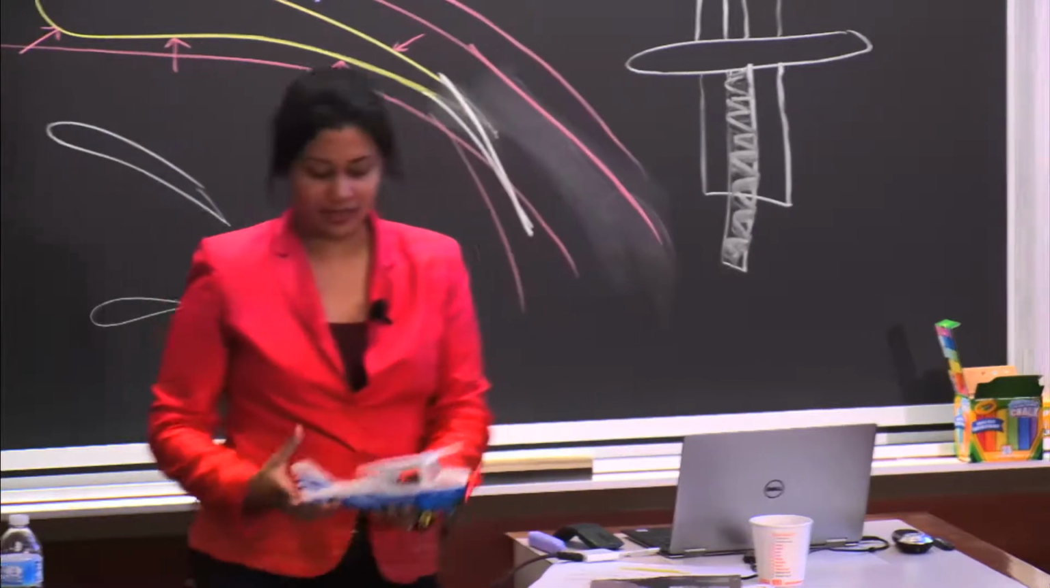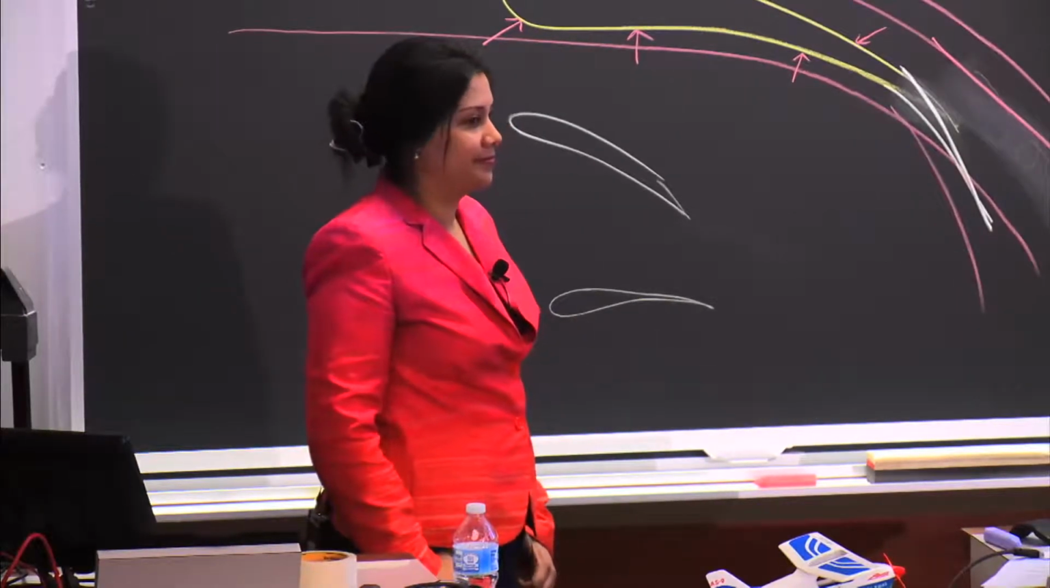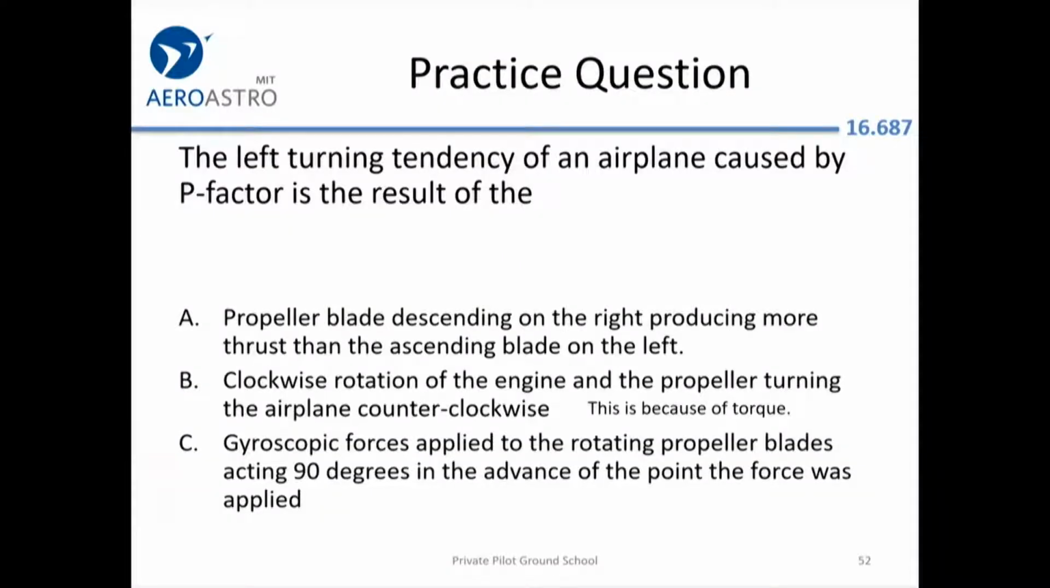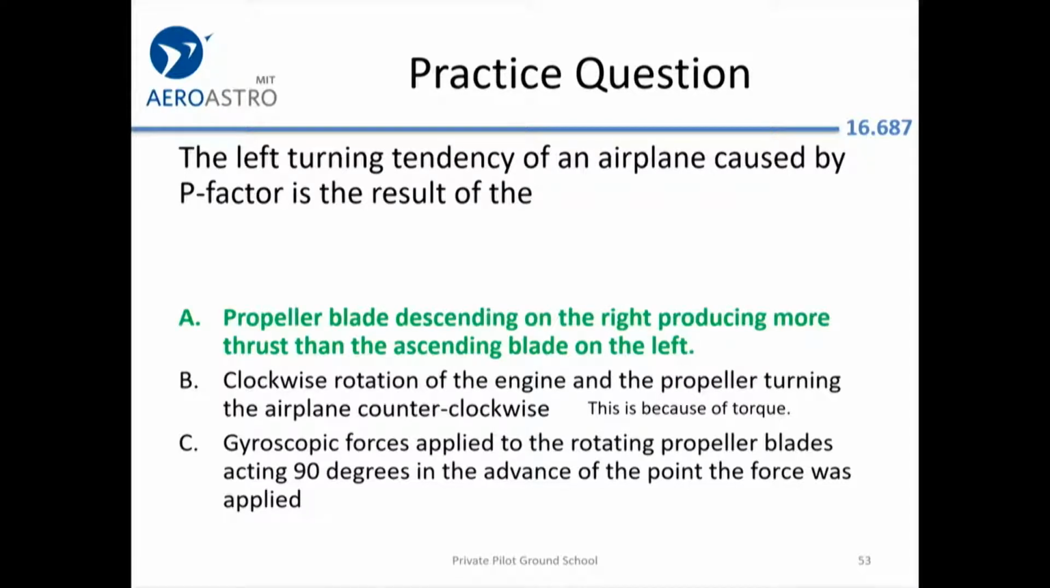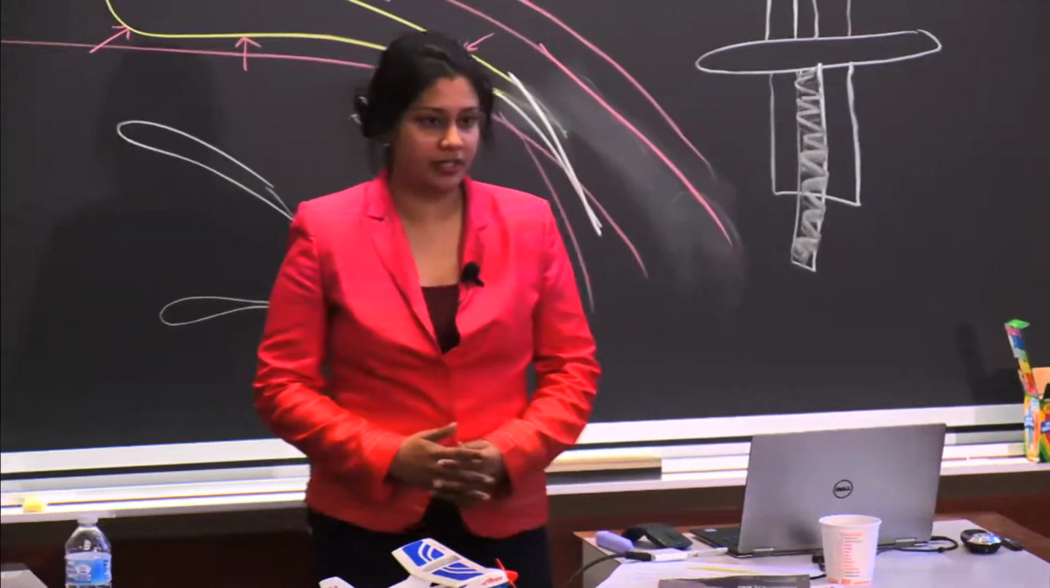Okay, so let's see if we understood P-factor as well as we think we did. Okay, A, B, or C? A, all right, good job. I actually have my little hint there that the B is talking about torque, which is a different left turning tendency. And then finally, we're going to talk a little bit about gyroscopic precession.